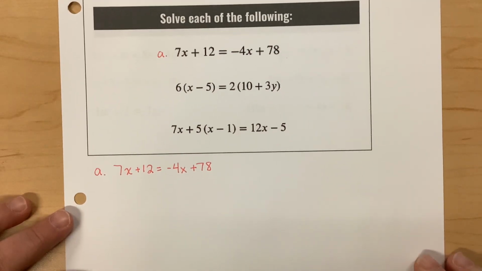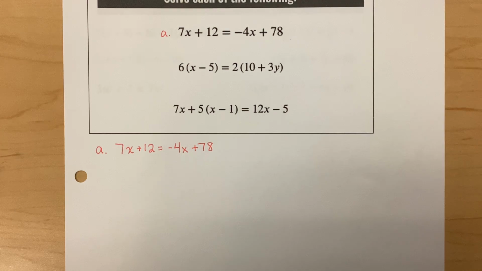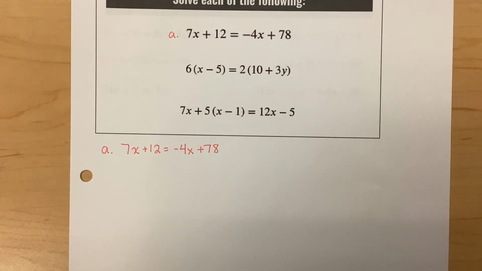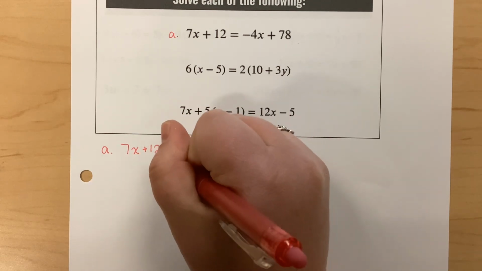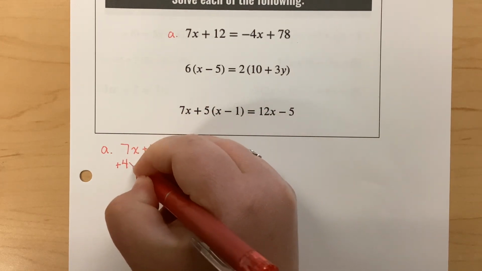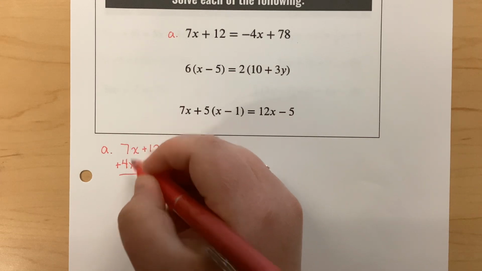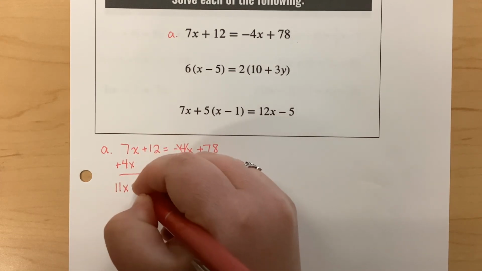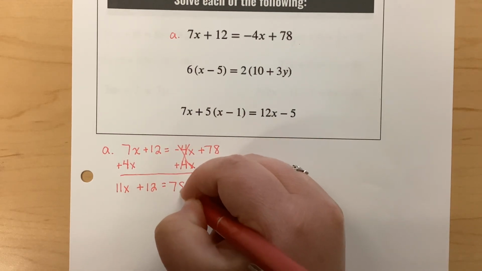Now remember, your goal when you have variables on both sides is to get all your variables on one side and all your constants on the other. I prefer to have my variables on the left-hand side, so I'm going to move this negative 4x over and join the 7x, and I do that by opposite operations. So I'm going to add 4x to both sides. That will make that 0. 7x and 4x is 11x. Then I have a plus 12 equals 78.